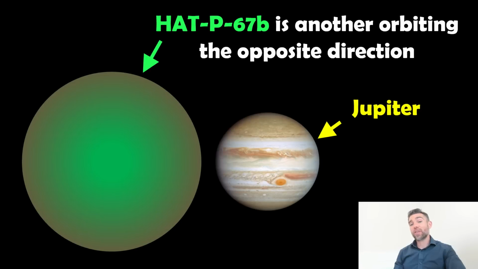We've then also got HAT-P-7b, not PB I should say, and this is another one orbiting the wrong way, another large gas giant as well. And there's not many that have been discovered orbiting the wrong way. It's only a handful really. It's quite rare, and you'll probably see why it's quite rare as we go through the video and understand where they might have come from.